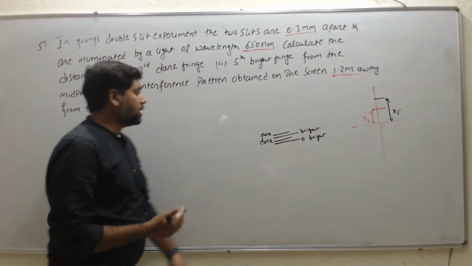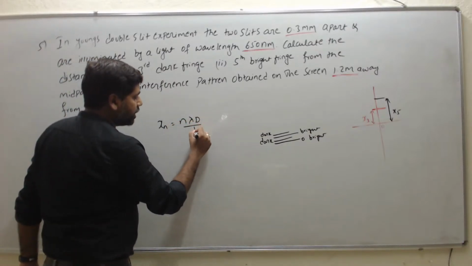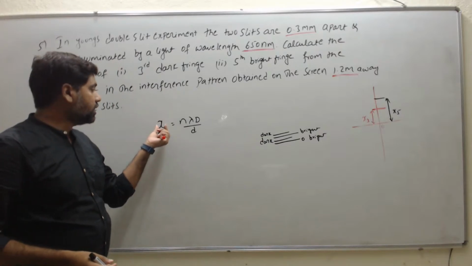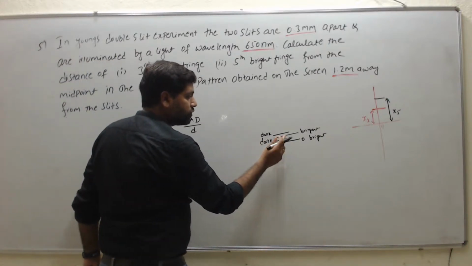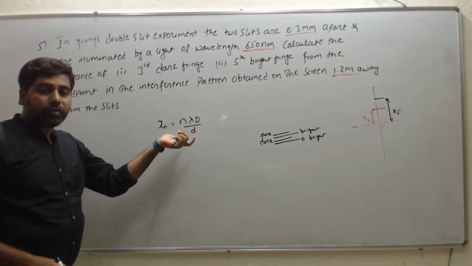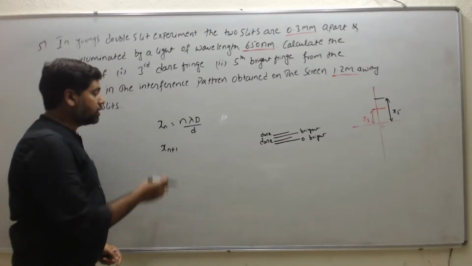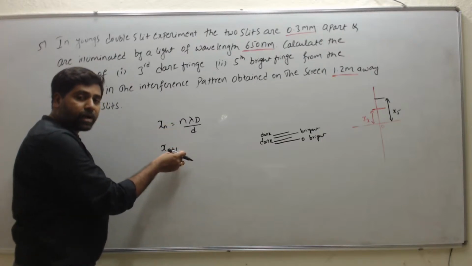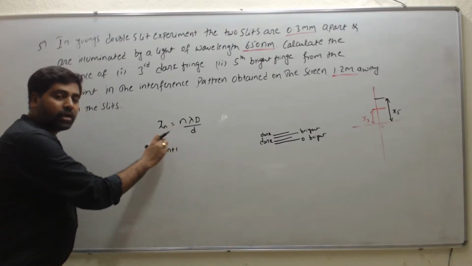So in the last problem we wrote xn is equal to n lambda D divided by d. So if xn represents the nth bright fringe, that is if the value of n is 1, we have the first bright fringe. So after that again we have one dark fringe. For that dark fringe we have to write xn plus 1, right? So if 1 is the bright fringe, then for the next pattern we have to write alternate. So this one is the bright fringe and this one is the dark fringe.